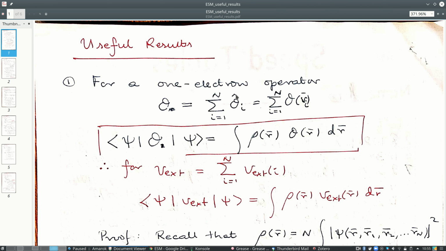Alright, this is another episode for the electronic structure methods module, and here we will be learning about some useful results which we have used throughout the semester and which we will use extensively in the following screencast on density functional theory.